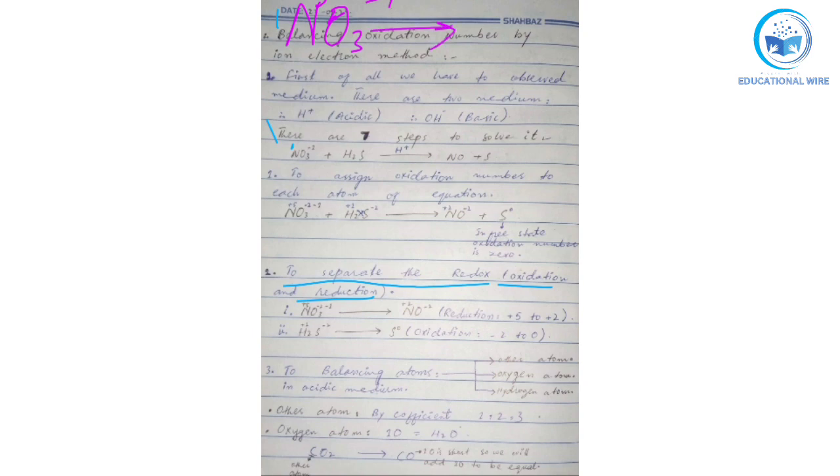Now its reduction will be, reduction means the gaining of electrons. So it's gaining electrons, from N plus 5 to N plus 2, and O stays minus 2. Let me show you over here. Here is written NO3 and NO. It means the reduction will be from positive 5 to positive 2, meaning it's gaining electrons from positive 5 to positive 2.